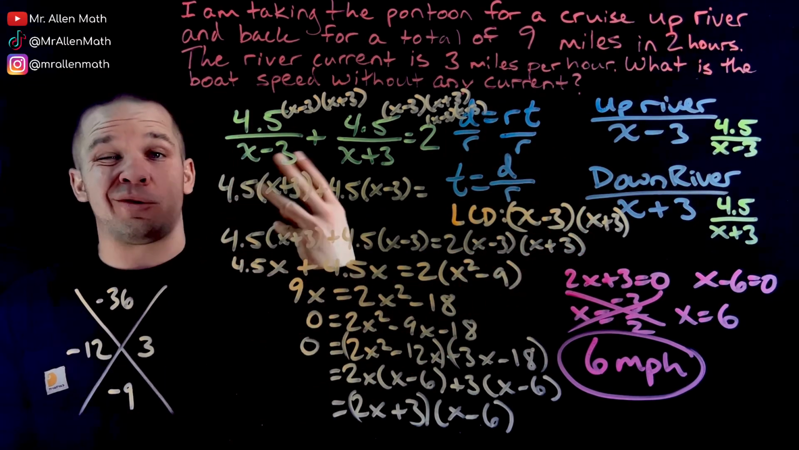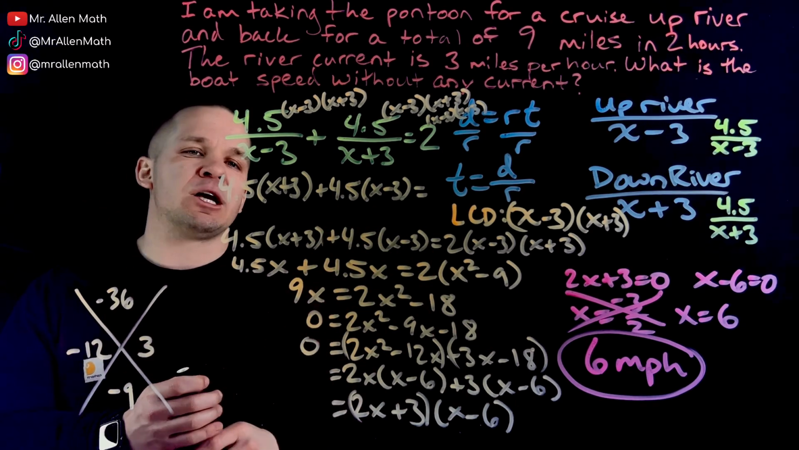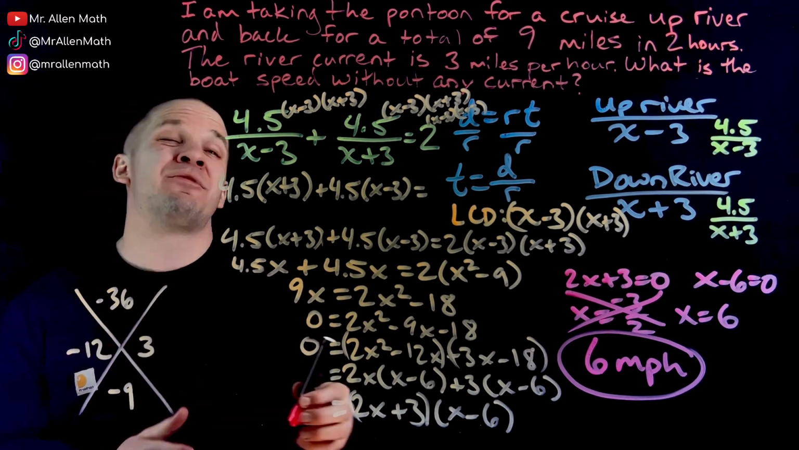So going upriver, we're doing 3 miles an hour. Going downriver, 9 miles an hour, but 6 miles per hour without any current. That is dope. That's awesome.